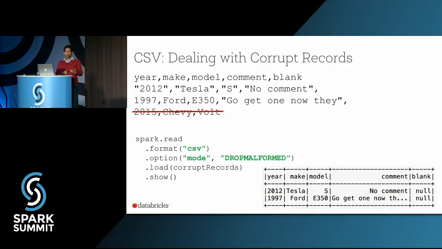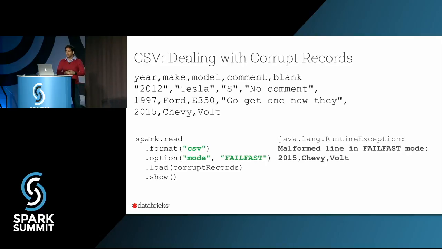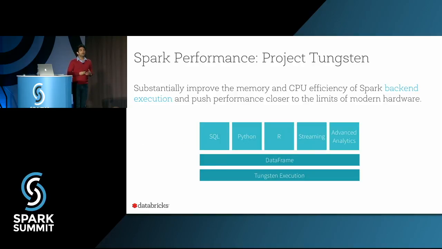For the drop malformed mode, it would just drop the last row. And finally, for the fail fast mode, it would just fail with an exception explaining which row it basically failed on. So in this case, it would just fail with an exception saying that it cannot parse the third row. So this was what Spark supports right now in dealing with dirty data and missing files and corrupt files.